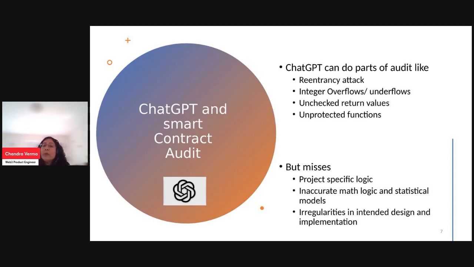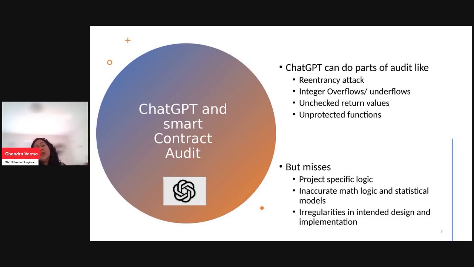It can do parts of the audit, like for reentrancy attacks, because there are some standard steps it can follow. There are also integer overflow and underflow issues, unchecked return values, and unprotected functions. Those kinds of issues it can handle perfectly, but it misses project-specific logic, because it cannot get the whole logic.